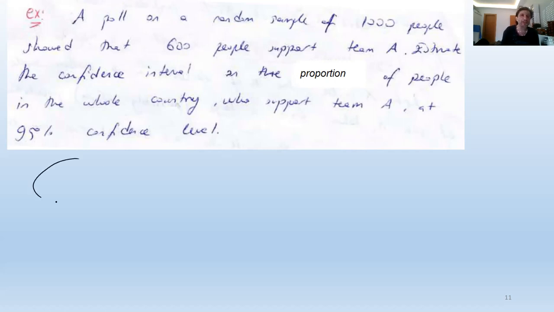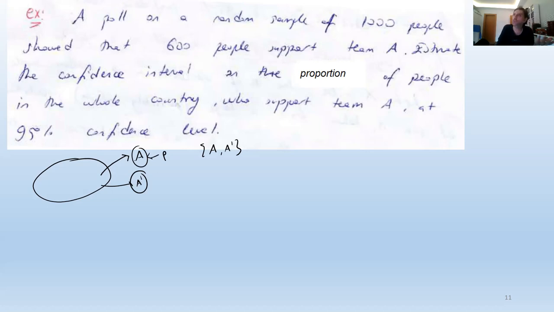Well, we have a country here, and first of all we have to convert the question into a binary response manner. We would like to estimate the proportion of people in the country who support team A versus not supporting team A. So here the binary outcome would be either support team A or not team A. And this is the probability that we are interested in.